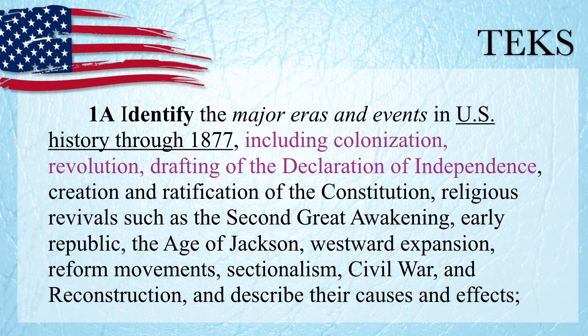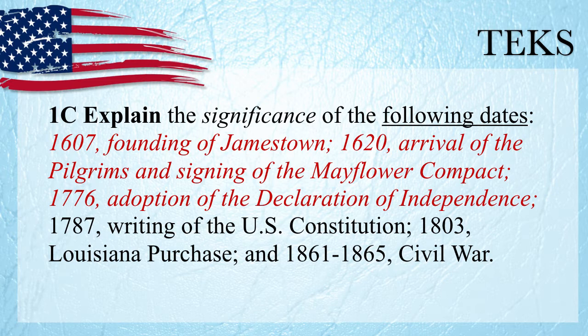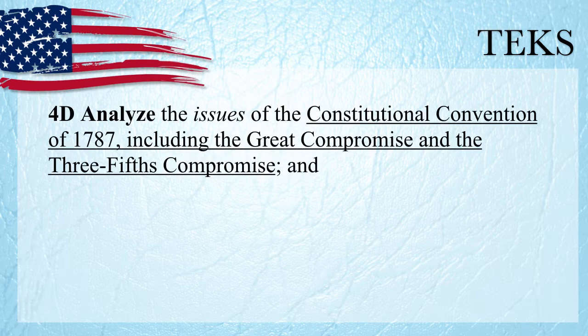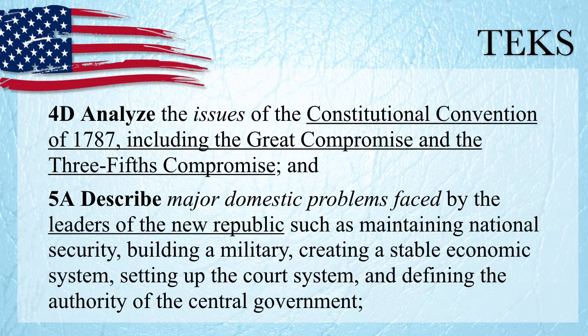Okay. Just a quick overview of the TEKS that we're going to go over today. I don't want to spend a lot of time doing this. I want to get into the meat of it, but we are going to talk about the creation and ratification of the Constitution today. We're going to, again, talk about the writing of the Constitution, 1787. We are going to analyze the Constitutional Convention and the Great Compromise, Three-Fifths Compromise. We're going to analyze that. We're going to compare and contrast that today. Describe major domestic problems, definitely the problems facing the creation of the Constitution, something we're going to talk about.